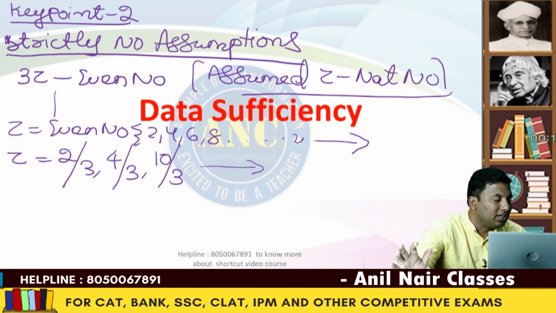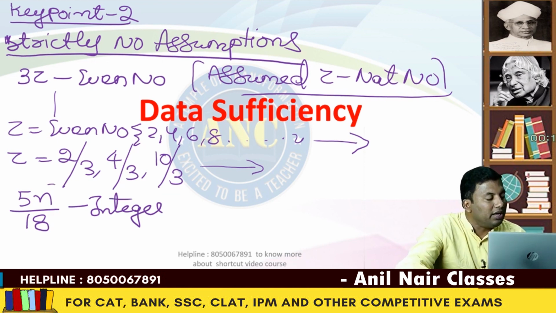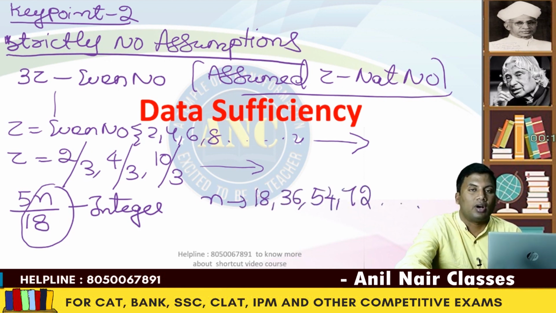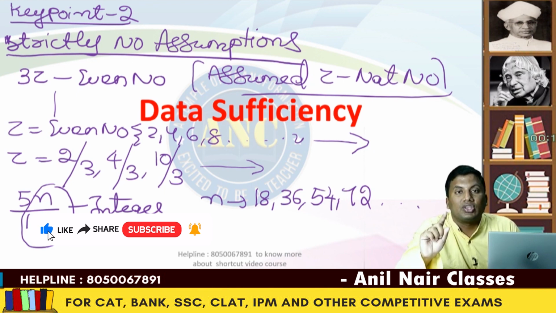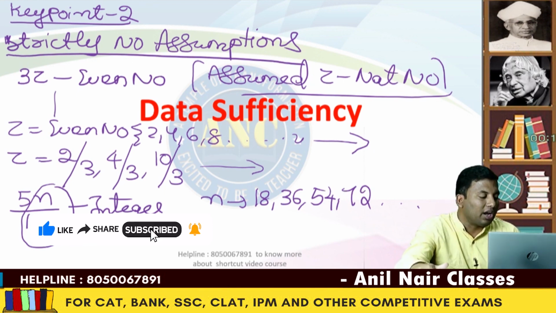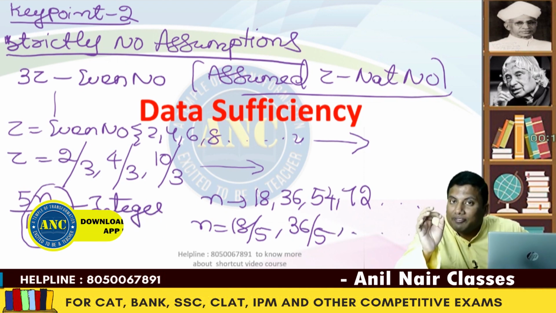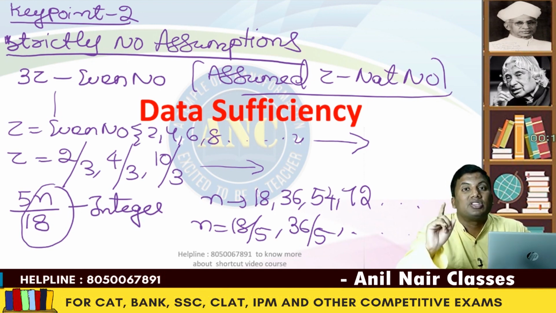One more example I will take. 5n by 18 is an integer. If 5n by 18 is an integer, don't immediately conclude that n should be a multiple of 18, like 18, 36, 54, 72 and so on. You are assuming n should be a multiple of 18 because you assumed n is an integer. n can also be 18 by 5, right? n can also be 36 by 5, and so on. That means when I say 5n by 18 is an integer, you are assuming that n is an integer, which is not the case.